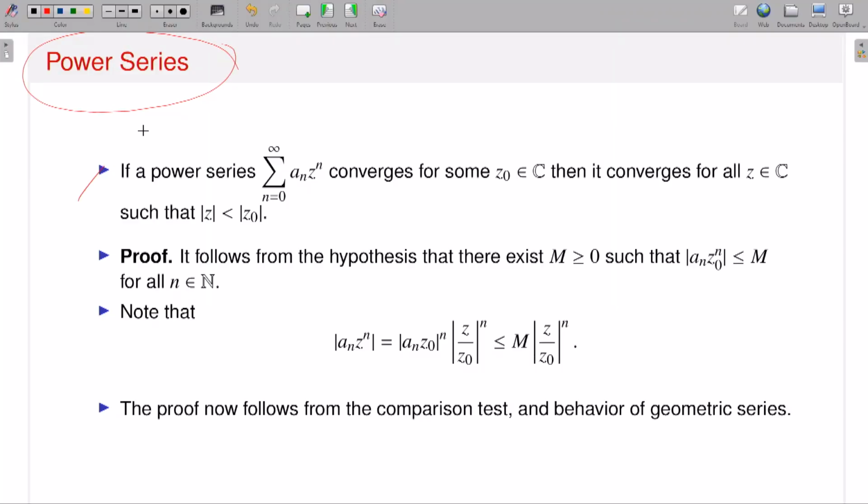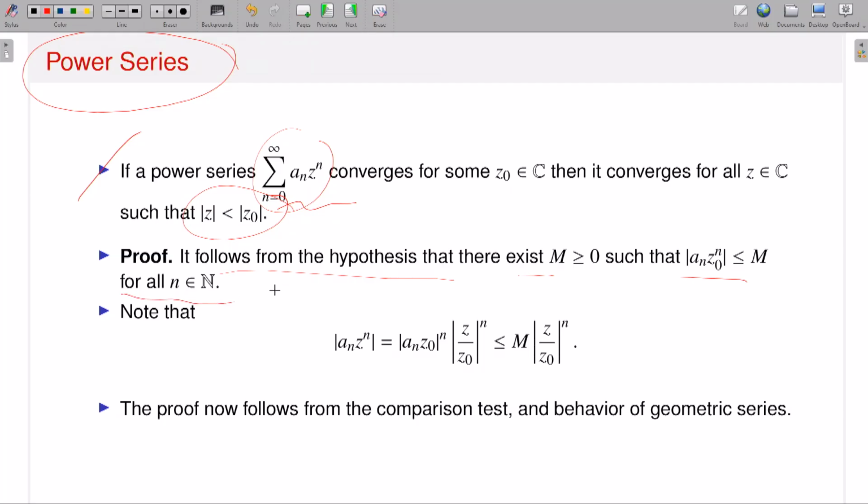What is that? You see, that is another nice observation. Suppose I have a power series around the point 0, and suppose this power series converges at some point z naught, then it converges at all points with mod z less than mod z naught. That is important. So if I know this power series converges at at least one point, then it converges for all points z where mod z is less than mod z naught. The proof is very nice. So suppose this converges; it follows from the hypothesis that there exists an M such that this should be true for all n, right?